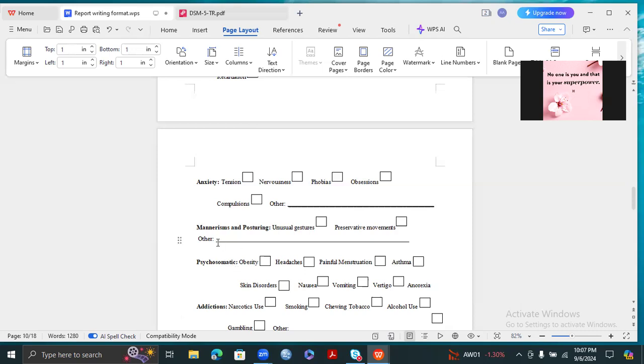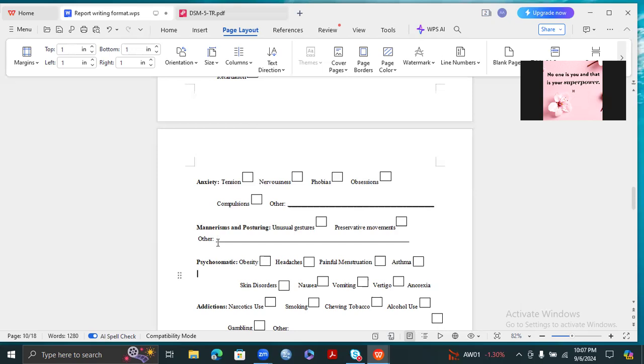Then comes his mannerism, his posture, his general appearance, his general behavior overall, right? Either he was having some kind of unusual gestures, or some kind of pervasive or preoccupied movements. So that is his general behavioral observation for you, right? That would be the whole summary till right now.